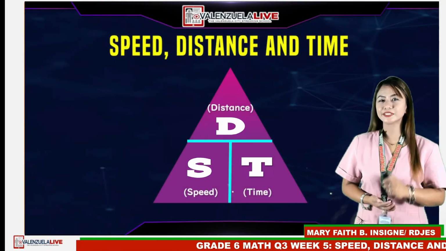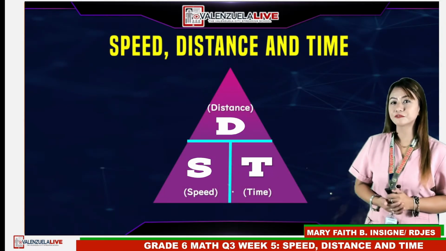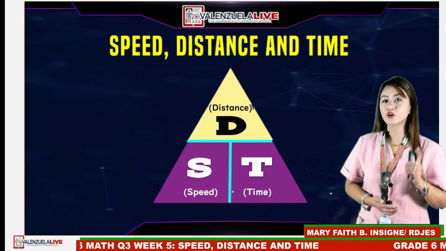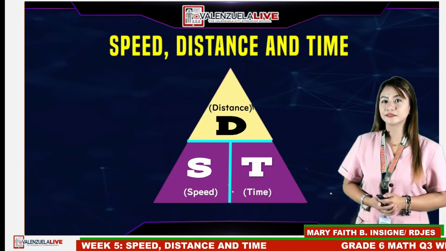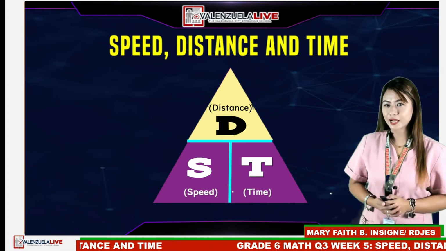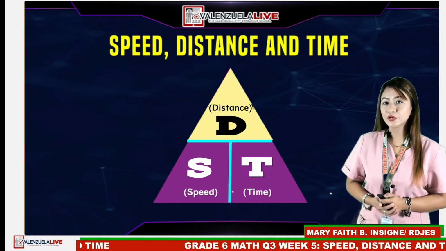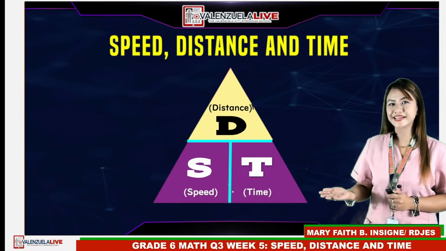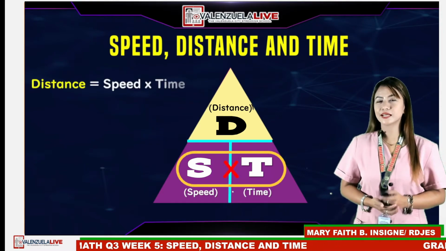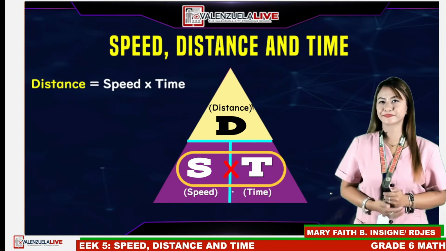Now, to solve for the distance, we can use this formula triangle. In the triangle, if we cover the distance, the speed and time form the base. To work it out, you need to multiply the speed with the time. Or, distance equals speed times time.